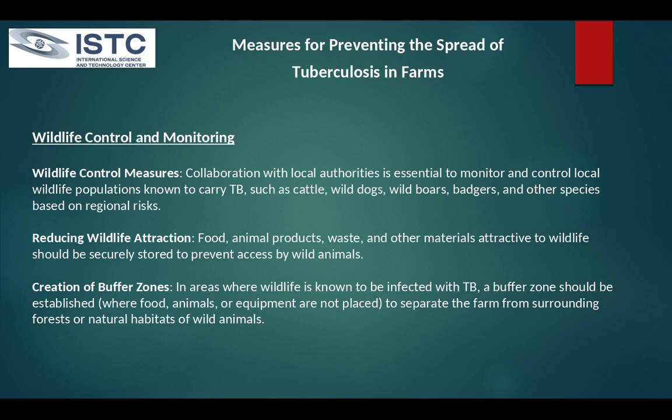Wildlife as tuberculosis reservoirs. Control and monitoring. Cooperation with local authorities is essential to monitor and manage wildlife populations known to carry TB, such as wild cattle, stray dogs, wild boars, and badgers. Food, animal products, waste, and other materials that attract wildlife should be stored securely to prevent access. Records should be maintained, and any detected cases must be promptly reported to state authorities for appropriate quarantine and disease control actions.